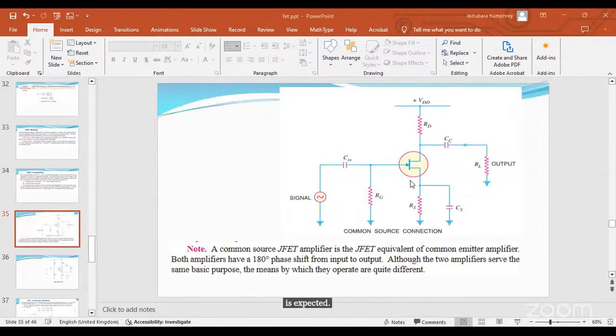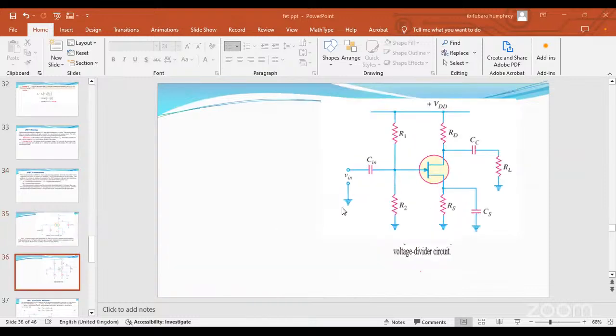So this is a common source connection. Then this is a voltage divider circuit. You have seen this kind of circuit before with BJT.